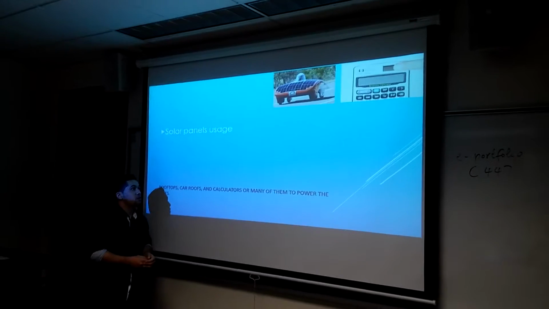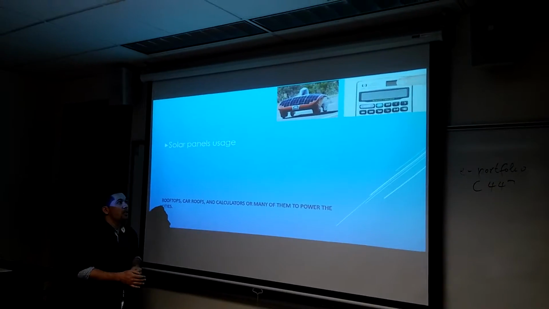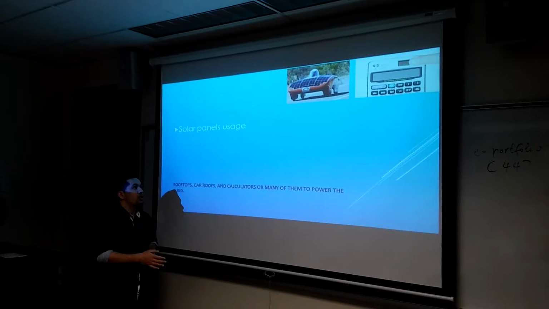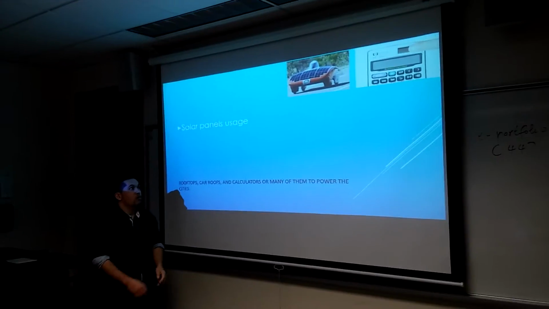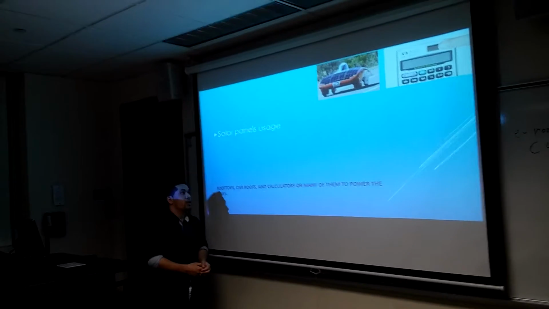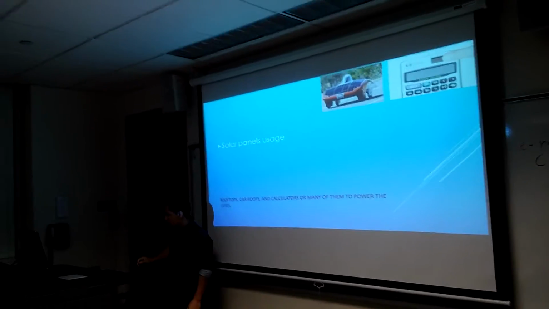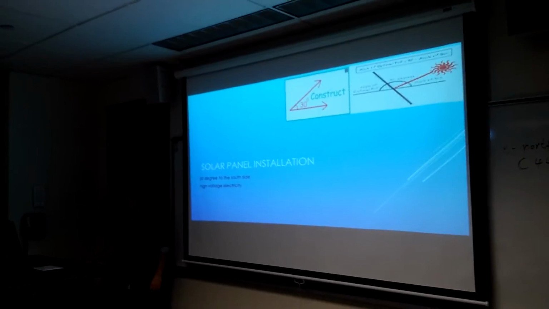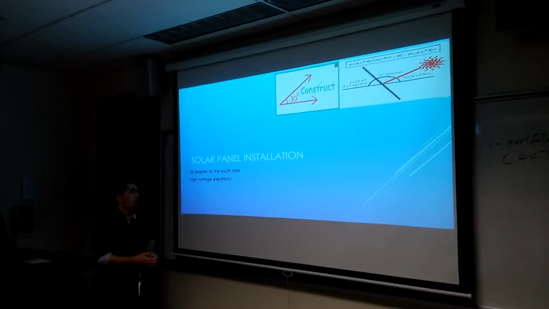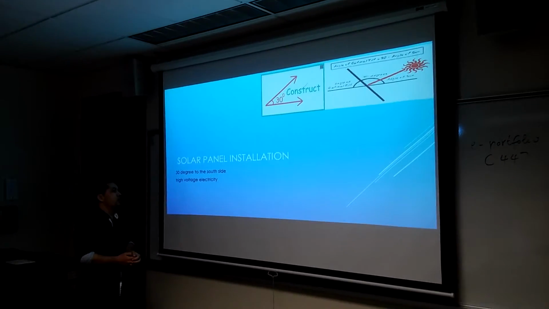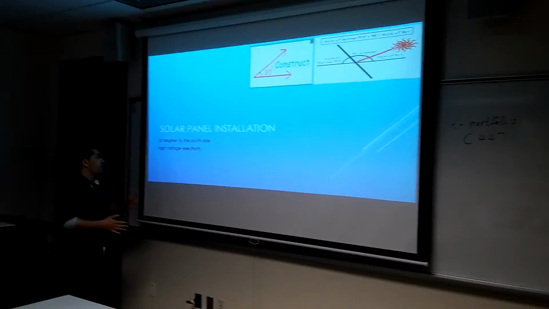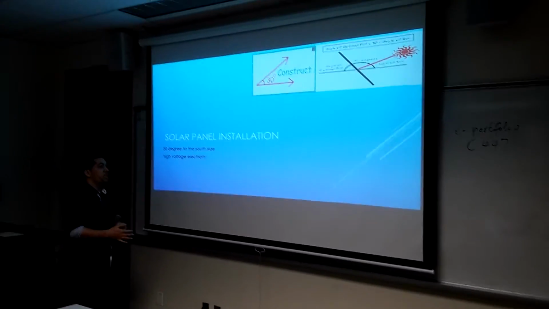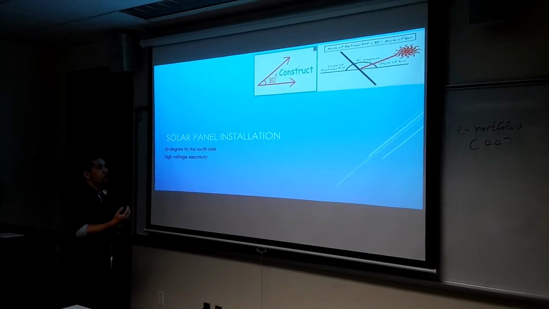Solar panels have different sizes. They can be used in large sizes, small sizes, and as you can see, the small one on a calculator. Recently, they use solar panels on cars instead of gas to power the car. We can install solar panels at different angles, but if we set them facing south at a 30 degree angle, they absorb the most energy from the sun.